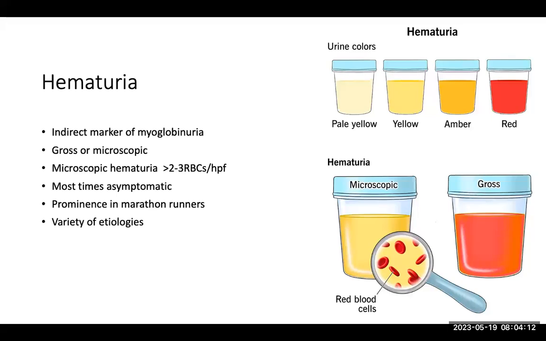So this is detection of red blood cells in the urine, which can be an indirect marker of myoglobinuria or muscle cell breakdown that we can see on dipstick. This hematuria can be gross, which is the presence of red in the urine, or microscopic. Microscopic is defined as 2 to 3 RBCs per high-powered field, and the urine dipstick is pretty sensitive at picking this up. It can pick up about 1 to 2 RBCs.